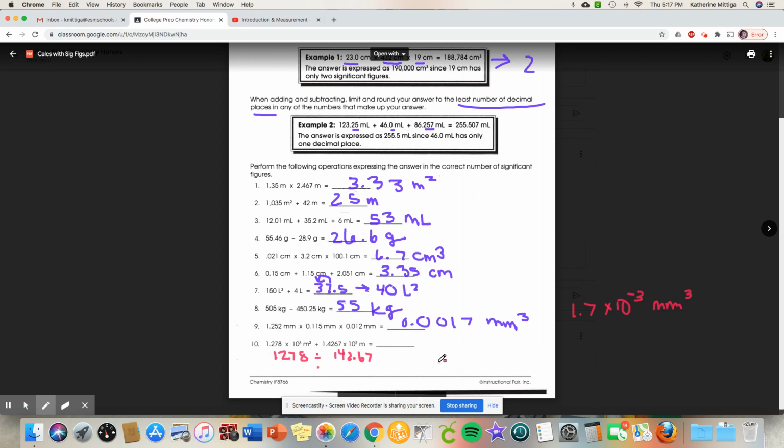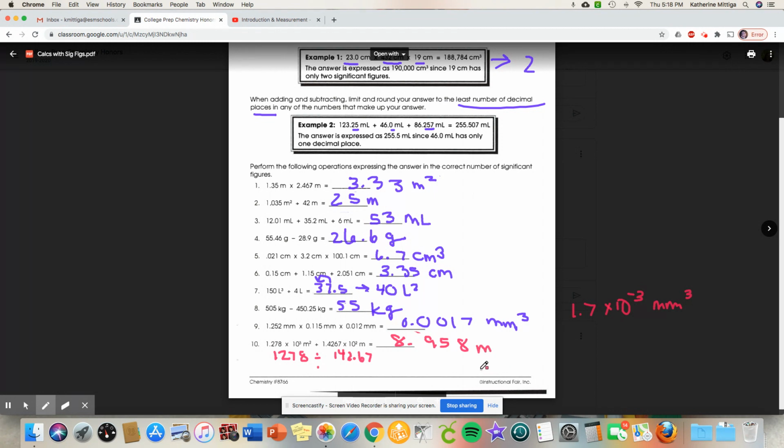So now I can divide like normal. 1278 divided by 142.67. And I get 8.9577, blah, blah, blah. Okay, sig figs. 4 sig figs here, 5 sig figs here. I want 4 sig figs. 1, 2, 3, 4. This 7 was going to round that 7 up. So we're going to have, and I'm sorry that's a mess, 8.958. And this is meters squared divided by meters, which gives you simply meters.